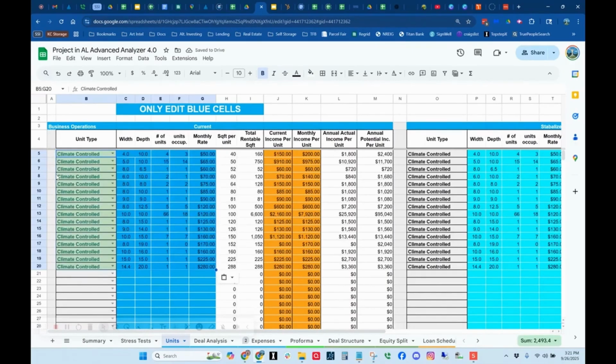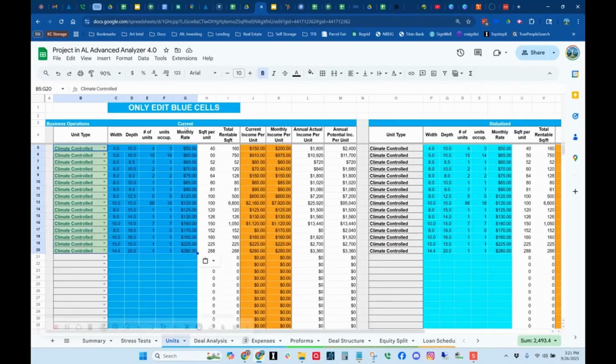And you'll see that they autofill over here on the stabilized section. The section on the left is the way the facility is run as of now. And on the right is going to be how we're going to change it to get it stabilized. In this one, I only changed the number of units occupied here.